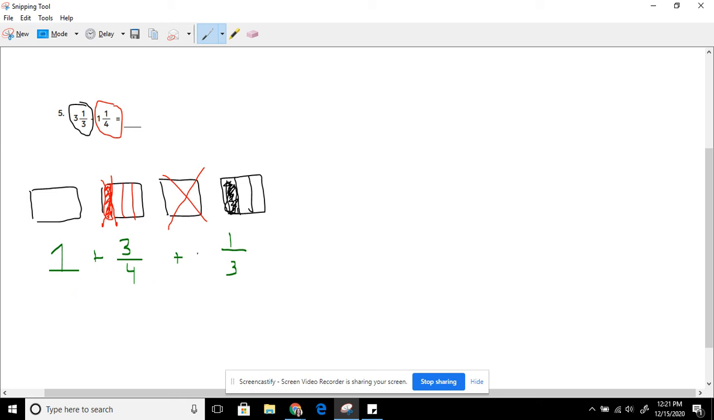So 1 plus 3/4 plus 1/3. Well, I can't add 3/4 and 1/3 because they don't have the same denominators. So I'm going to do my multiples, 4 and 3. So 4, 8, 12, 16. All right, let's do our threes: 3, 6, 9, 12. Okay, there's our common denominator, 12.